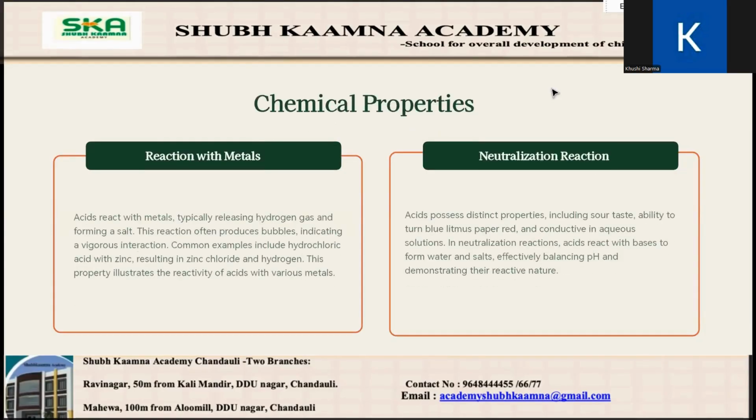Now, talking about the chemical properties: reaction with metals. Acids react with metals, typically releasing hydrogen gas and forming a salt. Along with neutralization reactions, acids possess distinct properties, including sour taste and the ability to turn blue litmus to red.